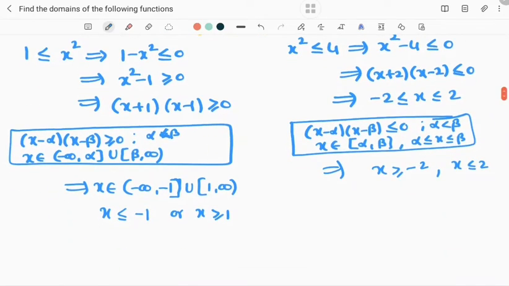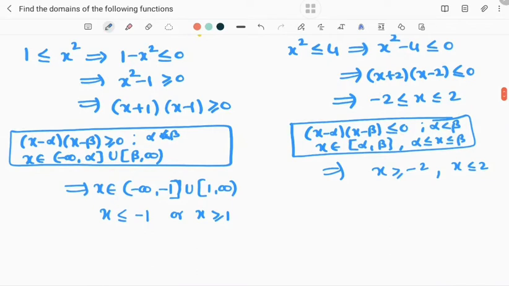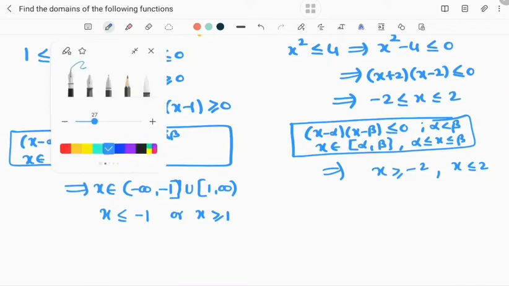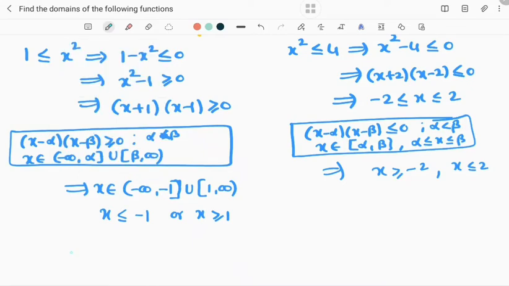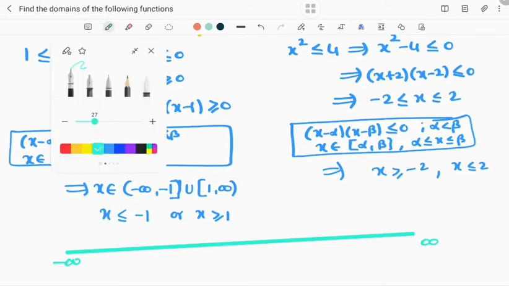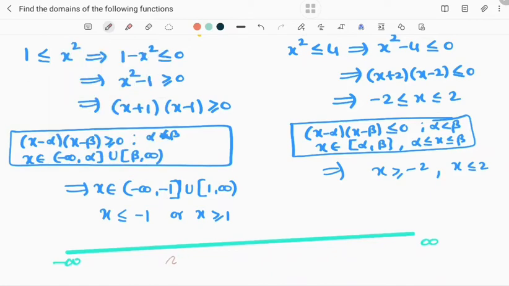So this information you have to draw on the real number line. Observe carefully. I'll draw the real number line. So this is infinity, this is minus infinity. In that we want the values minus 2, minus 1, 0, 1, 2, and so infinity.